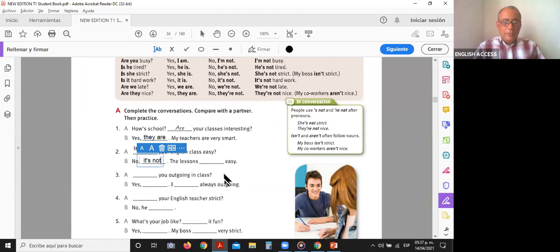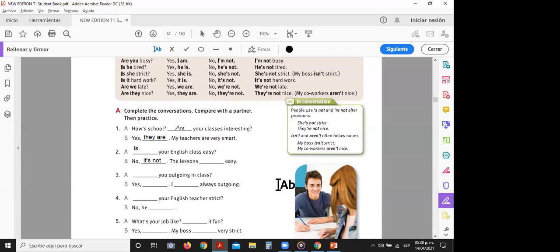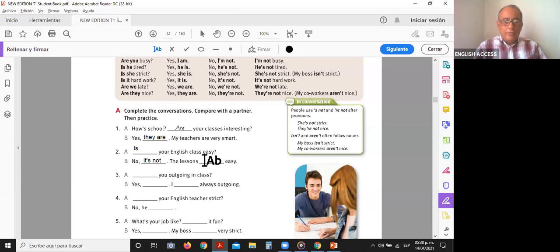This is the correct answer. The lessons, here lessons is plural and this is a negative sentence. So the lessons isn't or aren't? Aren't. The lessons aren't easy.